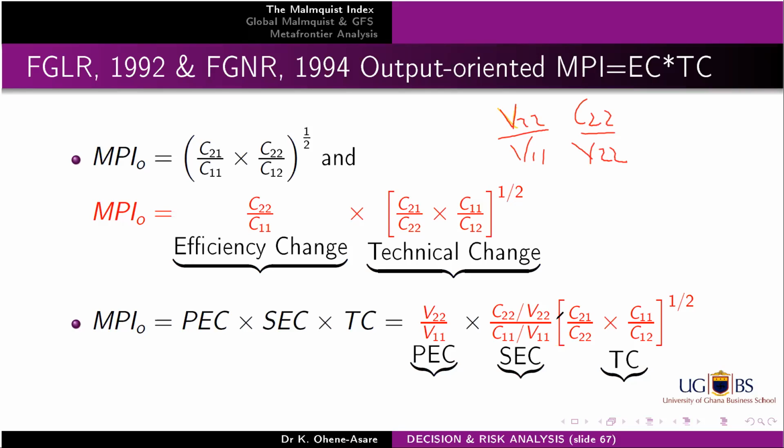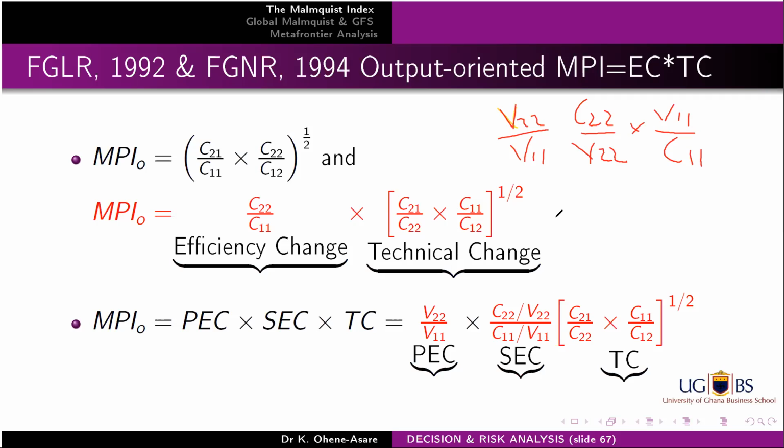So it's divided by C11. Now I want to make it times, but I will not do that. In algebra, you have to swap the denominator and the numerator. So I'll rather make it times V11 over C11. Now watch what happens.